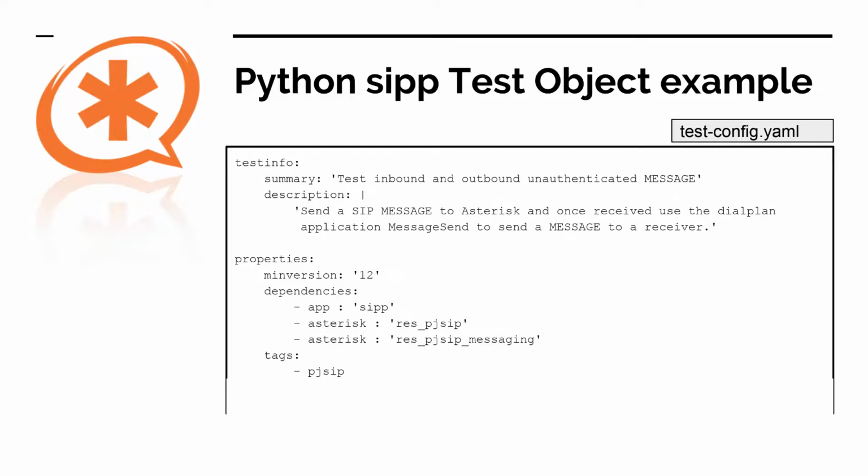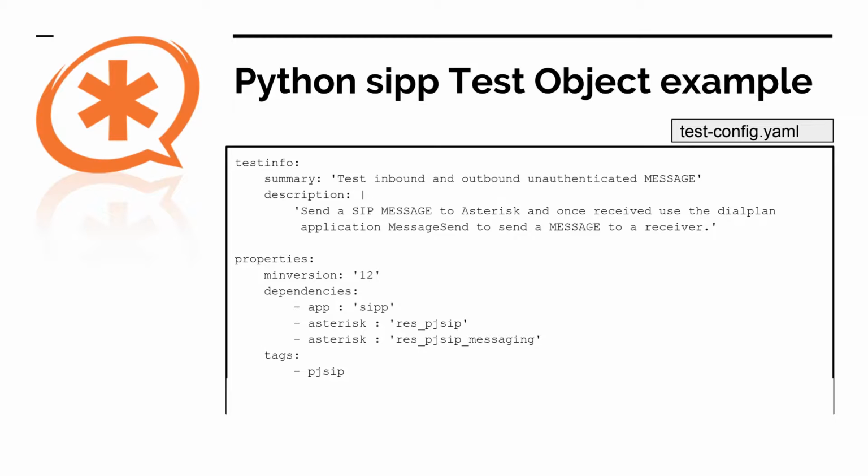And this is a basic run test example YAML. So at the top is the YAML version. So you get a summary, description, like I said, properties, and then below it is a shell script version. And so this is a SIPp example.